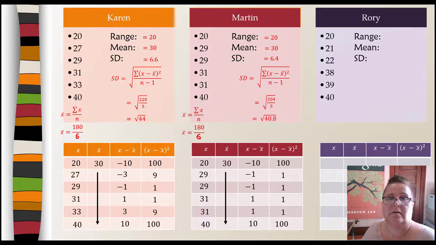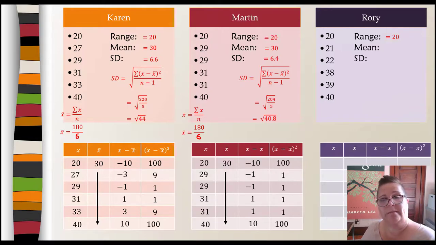Now notice, Martin's and Karen's standard deviations are not that far apart. So whatever result we come to for Karen, it'll be pretty much the same result for Martin, because their standard deviations are super close. But Rory also has a leg in this game, so let's see what Rory's comes out to be. The range for Rory is 20 to 40.